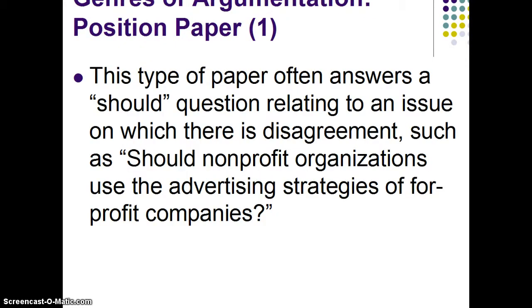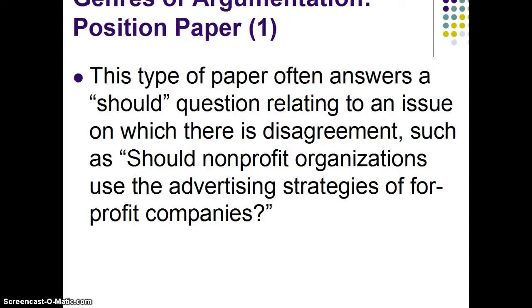Paper number 1, and this is the first paper that you're going to write next week, is a position paper where you get to argue a side. It's also called a controversial issue paper. So, this is a paper that's going to answer the question of a should. Should this be allowed to happen? You want to think of a topic where there definitely is a disagreement because you want to argue a side. There isn't anything to argue if nobody's going to disagree with you, if there's not another opposing viewpoint. So think of it as a should question.